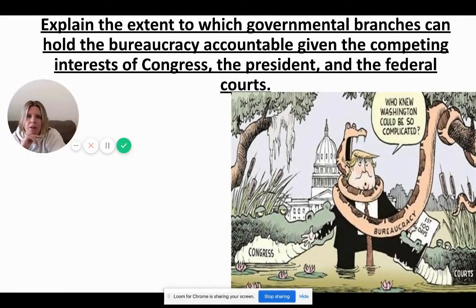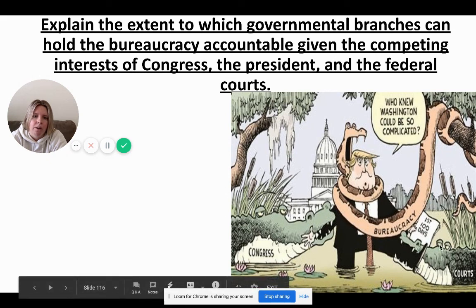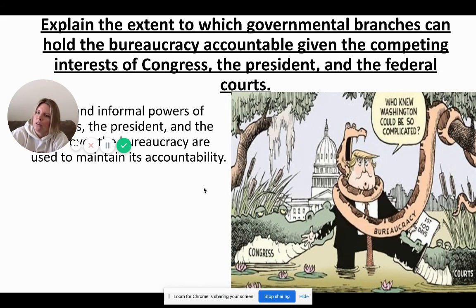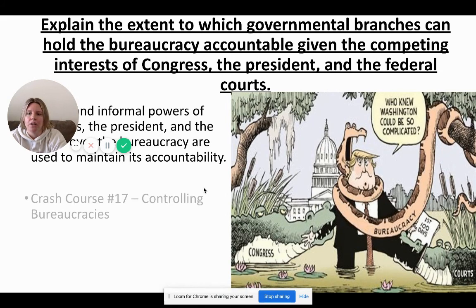Explain the extent to which governmental branches can hold the bureaucracy accountable given the competing interests of Congress, the president, and the federal courts. So another great political cartoon where it's President Trump going, who knew it could be so complicated? And what's choking him? The bureaucracy is not allowing him to do things. The Congress and the courts are basically limiting him in the stuff that he wants to try to get done, maybe because they think it's unconstitutional, or they maybe just disagree ideologically with what he wants to do.